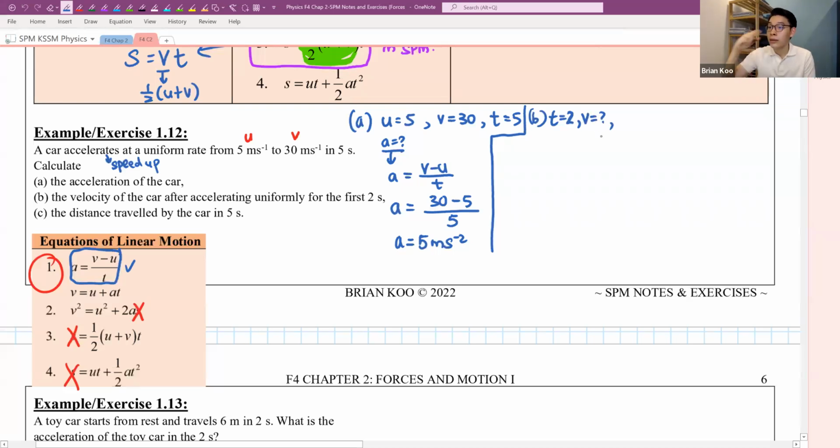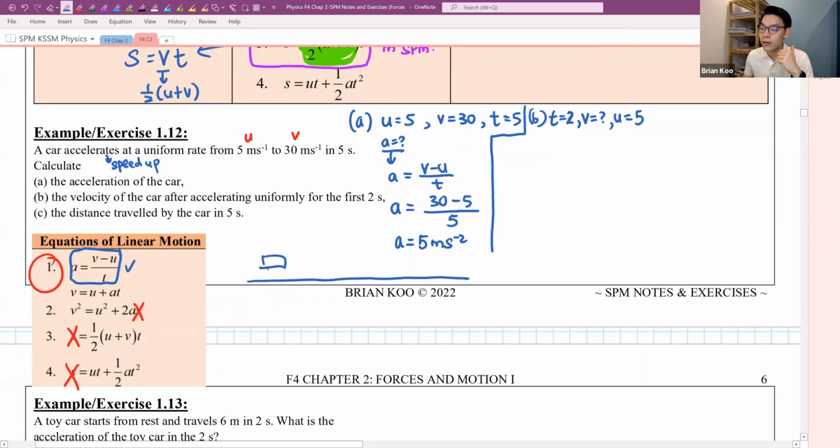Okay, and what is the U actually? The U we are going to use 5. I know some of you at this point will be like, why in front here got one V, and then now part B asking me to find another V? It's because of this 5 second and 2 second. So I want you to think like this. You have a journey, right?